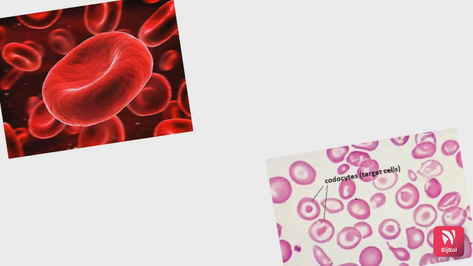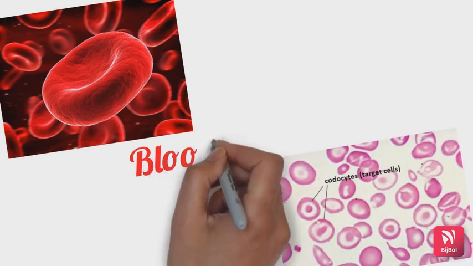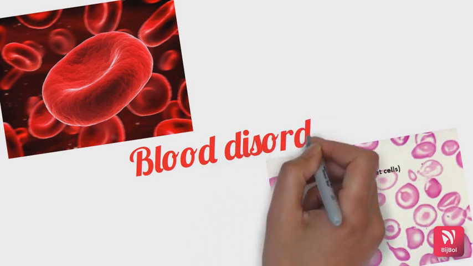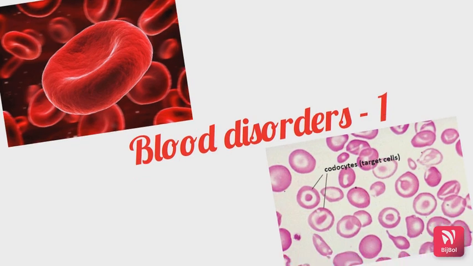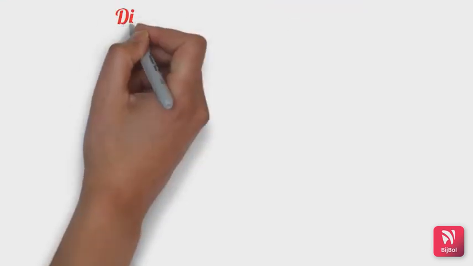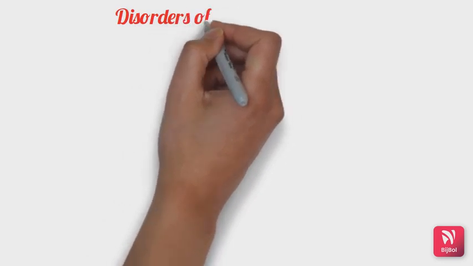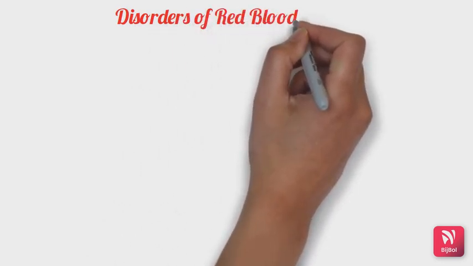The present topic of discussion is blood disorders. It's the first part of blood disorders, wherein we will be discussing diseases of red blood cells, that is, RBC disorders. So now let's move into the topic of discussion, disorders of red blood cells.